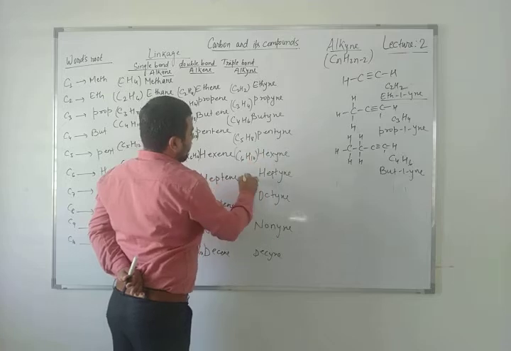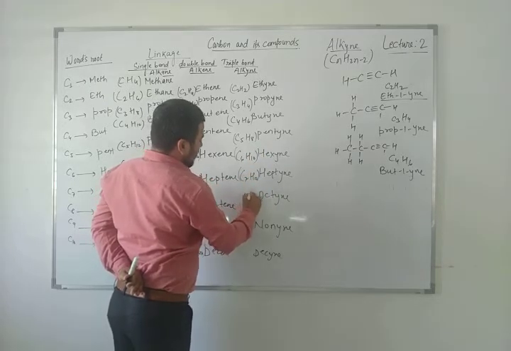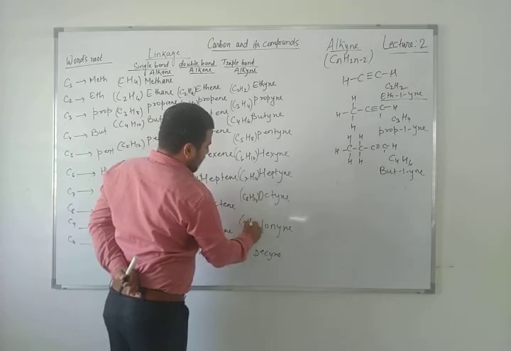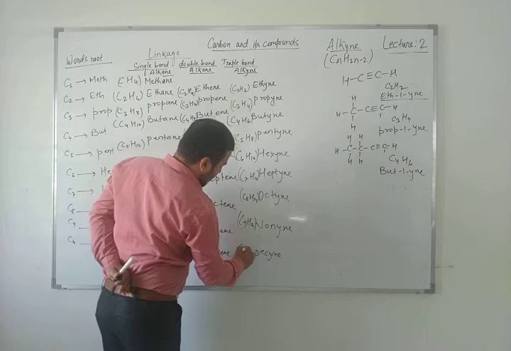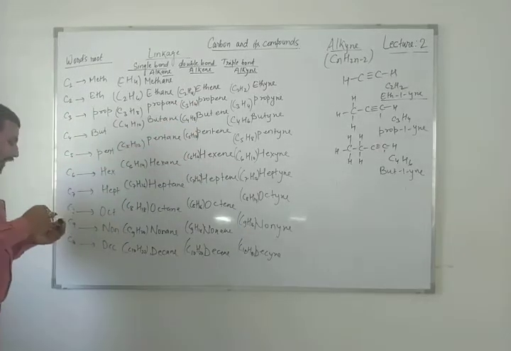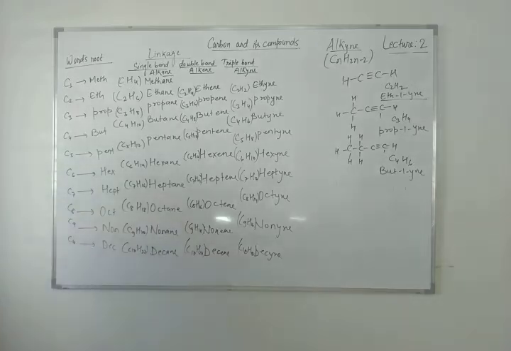C6H10, C7H12, C8H14, C9H16 and C10H18, not H20, H18. So these are the chemical formulas. The names are written. You have to just draw the structure of this alkane, alkene and alkyne.